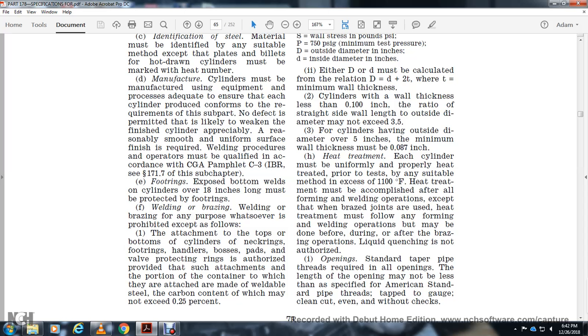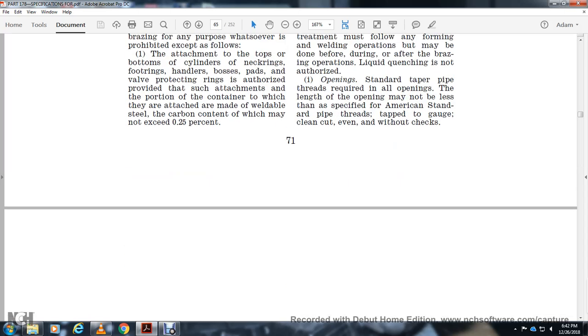Openings: standard taper pipe threads are required in all openings. The length of the opening may not be left within the specified American standard pipe threads. The taper of the gauge is clean cut, but even without checks.